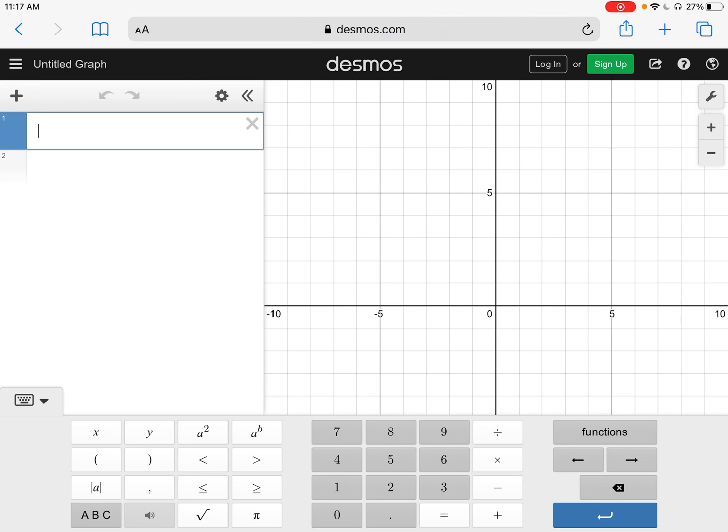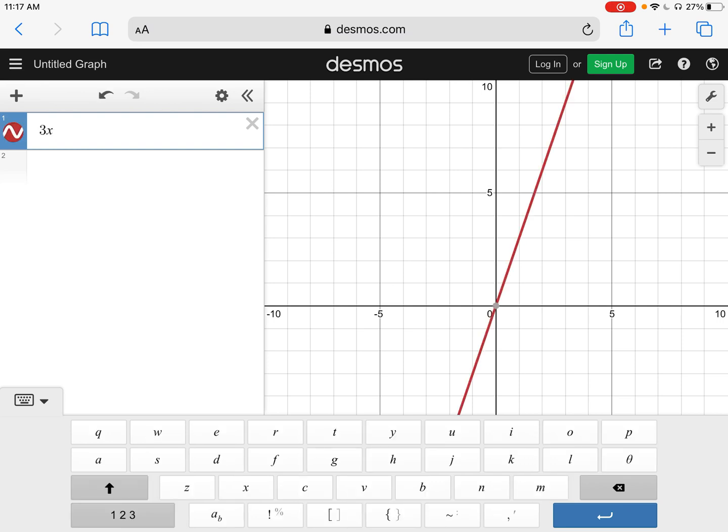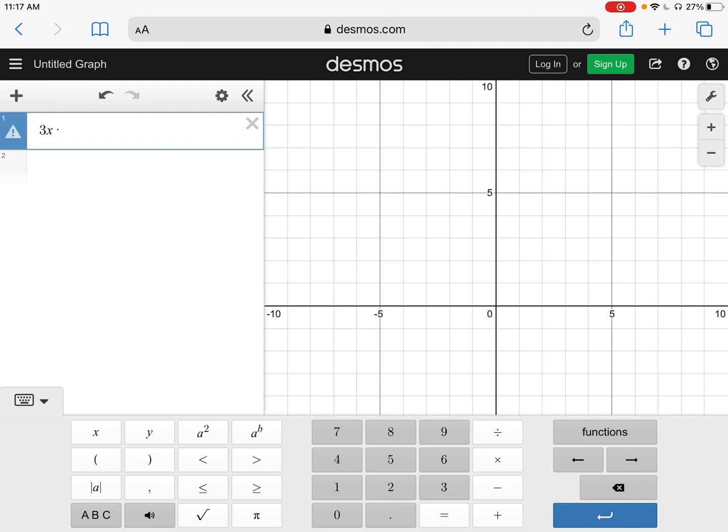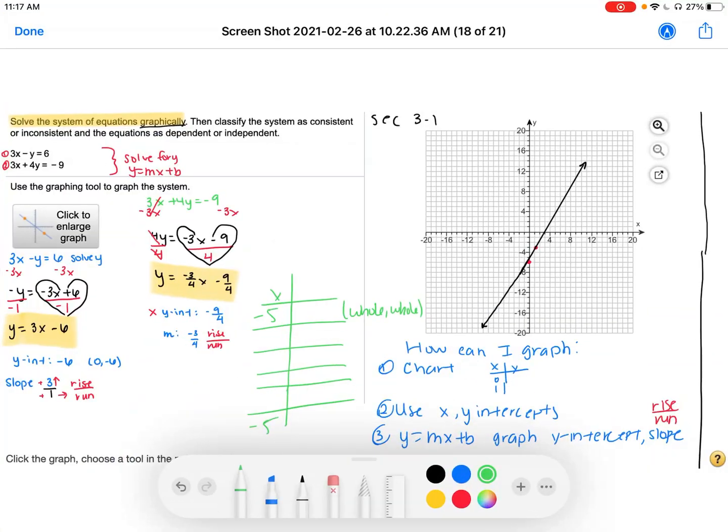Here it lets us graph. So let's go ahead and take our two graphs. The first one was y equals 3x minus 6, right? So we have 3x, minus, oh, not times, go back, minus 6. Let me just check, because I'm doing it from memory. Yeah, 3x minus 6. Then I have -3 over 4x minus 9 over 4.